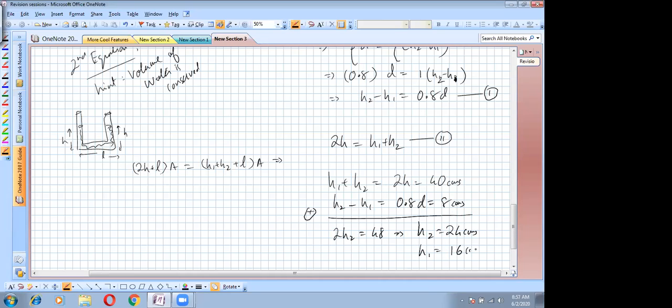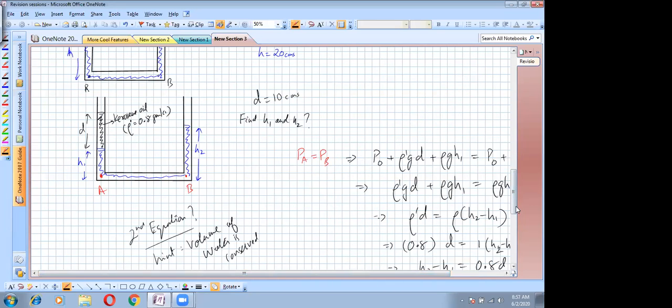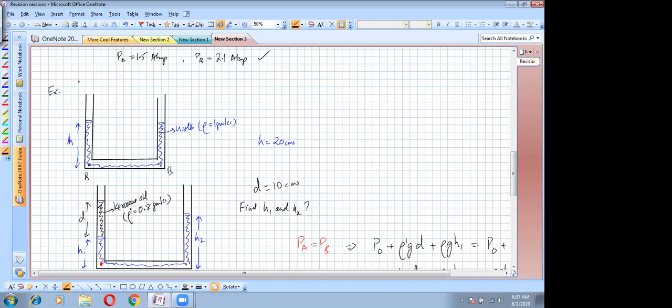16 centimeters. So because of the presence of kerosene, what will happen? The water level will go down on one side by 4 centimeters, go up on the other side. Okay. So this is what will happen. So when you're putting in the kerosene here, what is happening is this is going down by 4 centimeters and this is going up by 4 centimeters. And that's how the kerosene layer here, which is formed, is 10 centimeters.